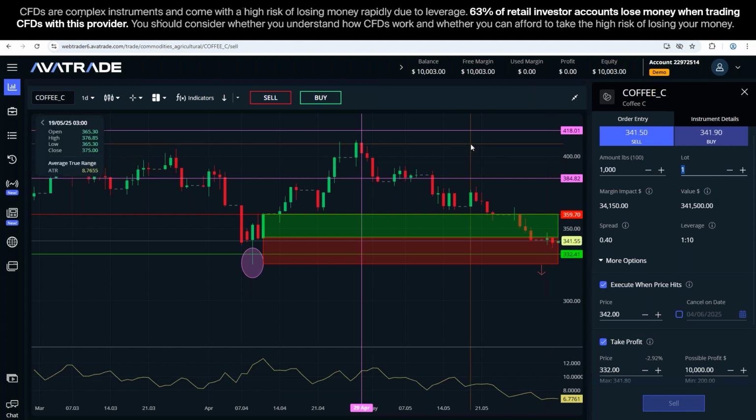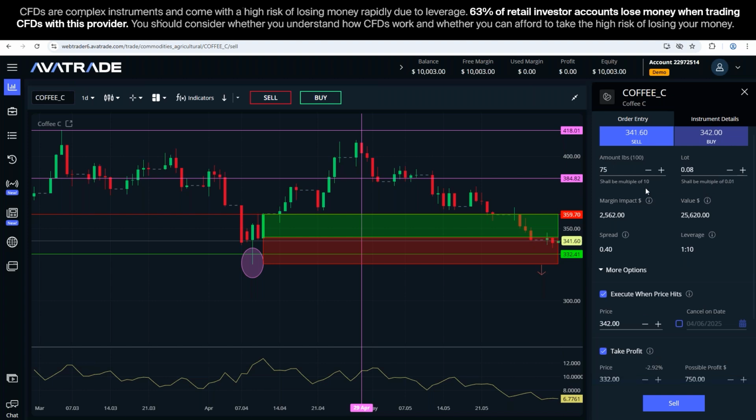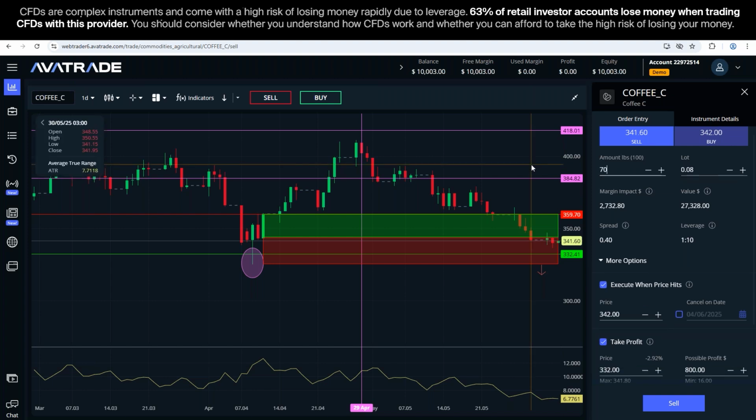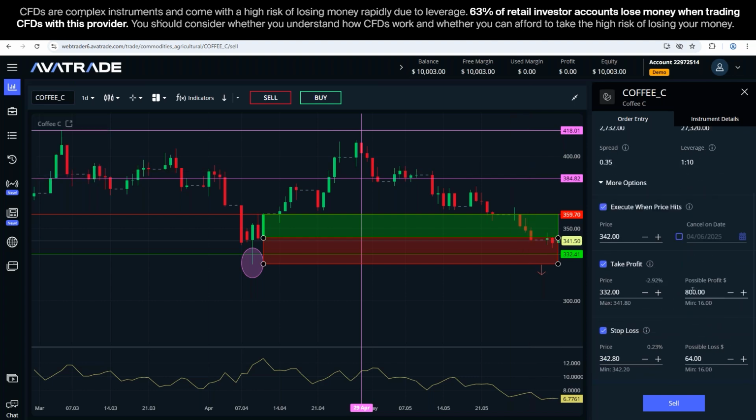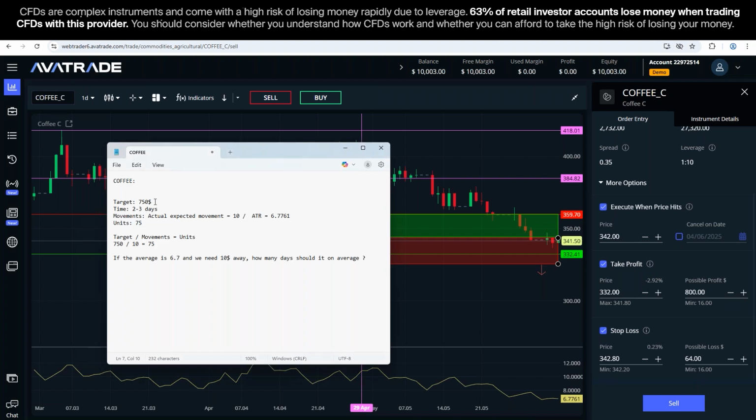So if I take 10%, that will be 100, and if I take 1%, that will be 10. Therefore, the increments I can use are only tens, and 75 is not doable. I can either increase to 80 or decrease to 70. Let's make it 80. With 80, we can see that we can make 800. It's not 750, but honestly, I'm quite happy with it.